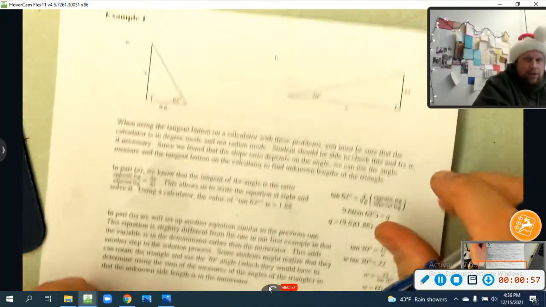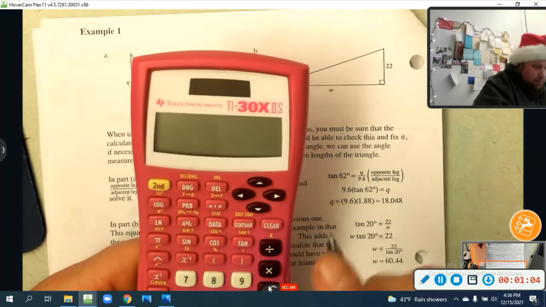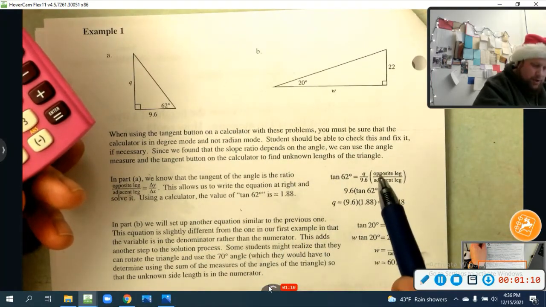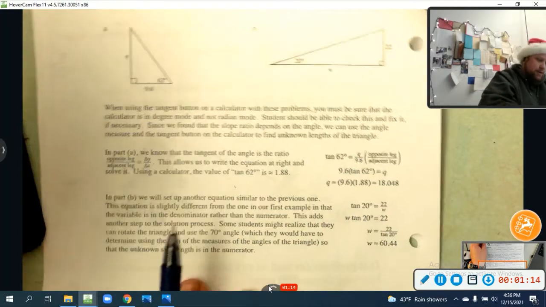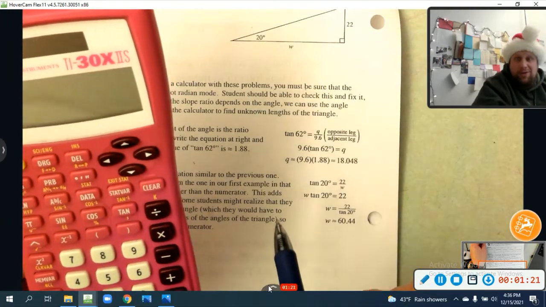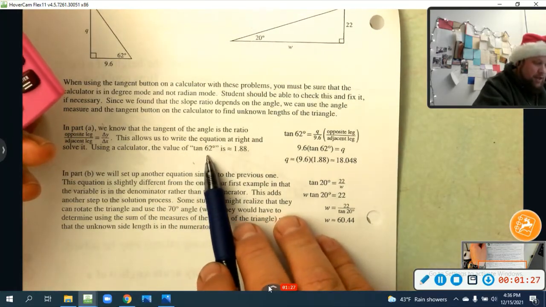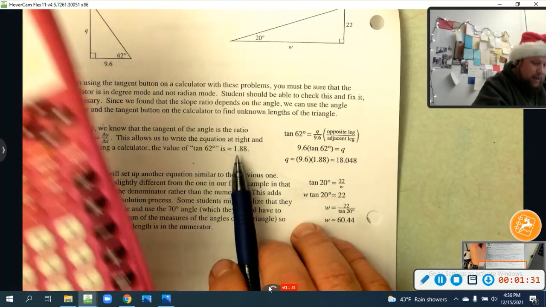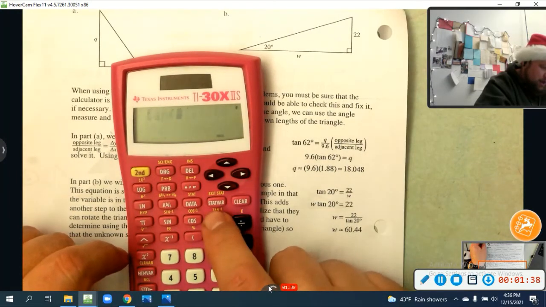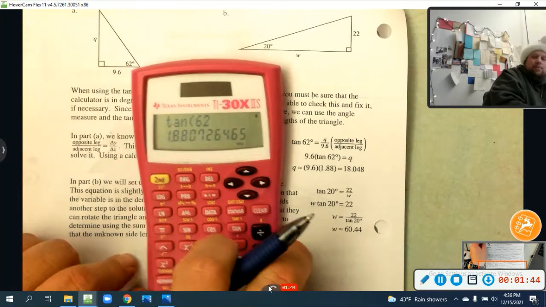First of all, we're going to need our calculator to use the tangent function. Tangent's right here, but there's a little warning. Before you use the tangent function, it really has to be on degrees, not radians. Using the calculator, the value of the tangent of 62 is approximately 1.88. So let's check that just to make sure we're on the right mode. Clear, tangent of 62 equals 1.88. So I know I'm in degrees. Make sure you have it.